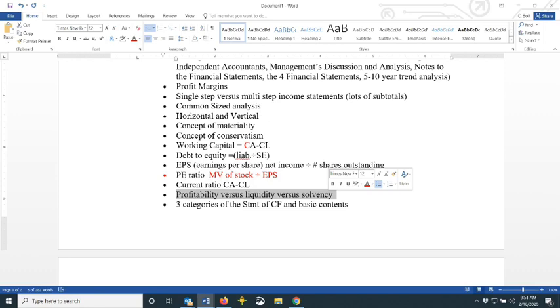Profitability tells you, is my company making a profit? Liquidity, can they pay their bills? Solvency, are they solvent in the long term? Do they have enough assets in a continuing business to be able to pay their long-term debt?